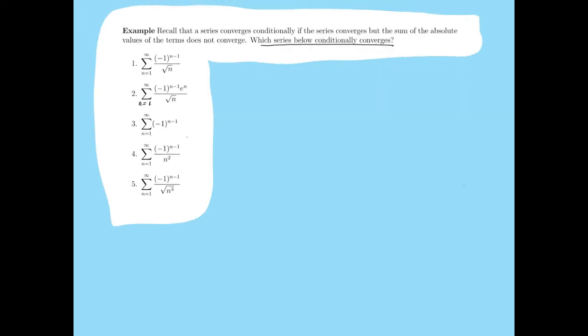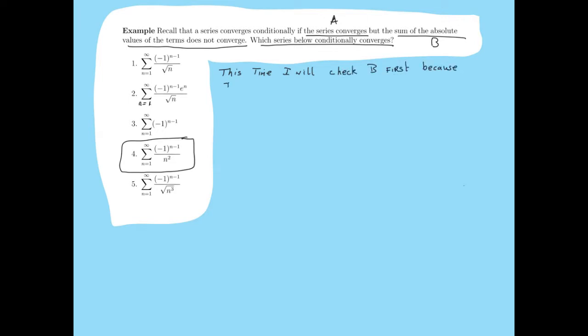Now for the fourth series on the list, I can see that the sum of the absolute values is a p-series which converges. So I can see almost immediately that B is going to be violated here. The sum of the absolute values of the terms will actually converge.